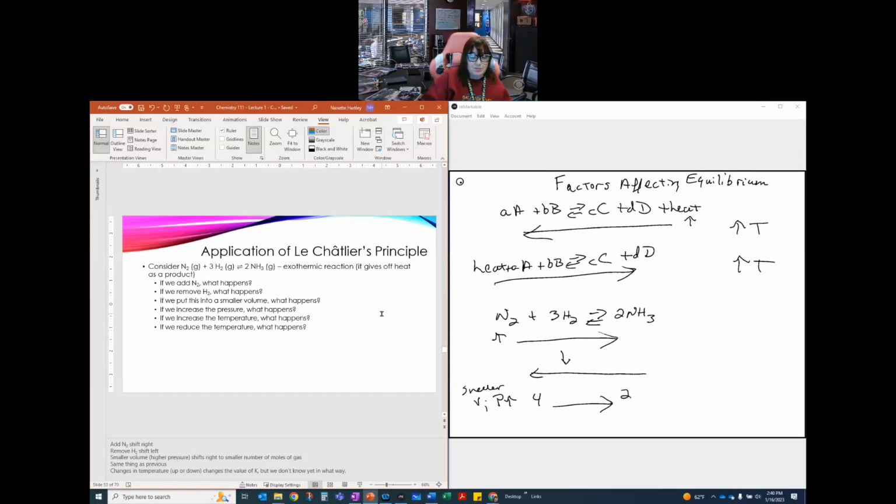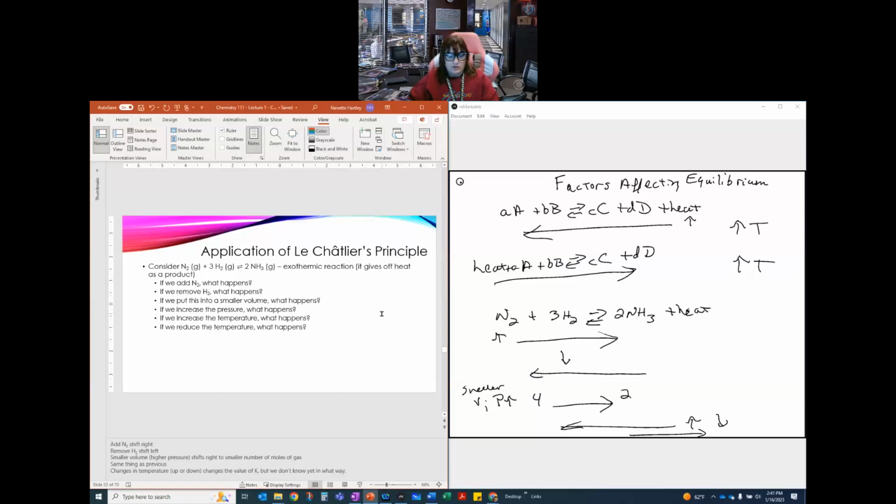All right. If I increase the temperature, what happens? Well, remember, this is an exothermic reaction, so the heat is a product. So if I increase the temperature, that's going to shift that direction to compensate for that. And if I reduce the temperature, then it's going to go forward. Okay? So that's what we're looking for.